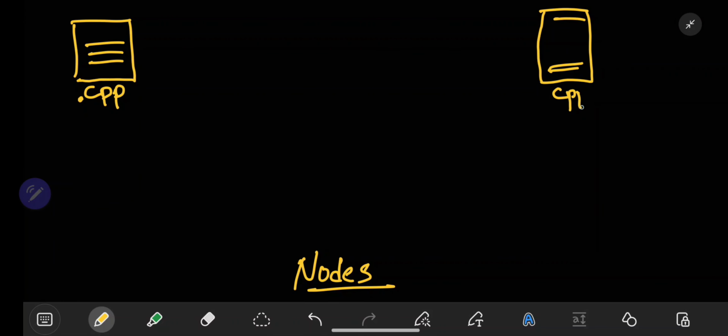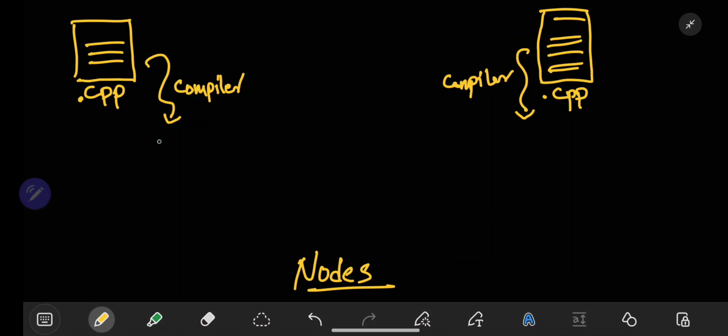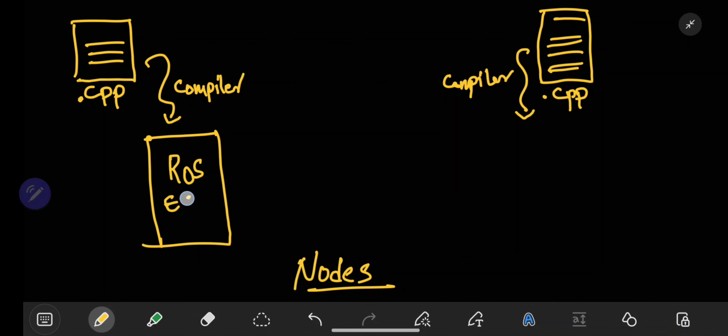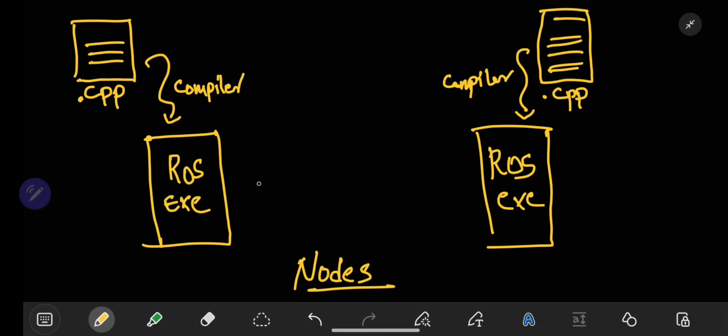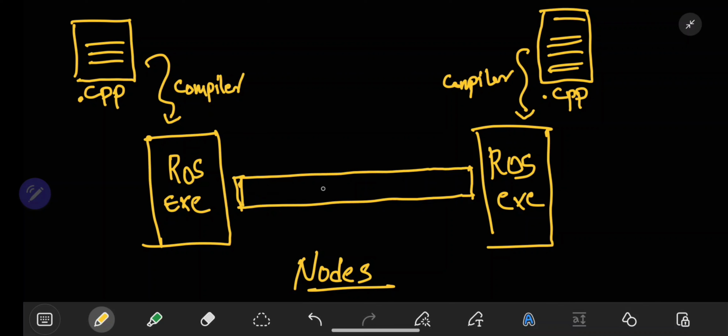Let's look at these nodes. Here we have two C++ programs, ROS programs, which are compiled and become ROS executables. That means here it is now compiling. After it goes through the compiler, the files created will be ROS executable files. As we explained before, these two nodes can communicate with each other using the DDS pipeline. DDS means Data Distribution Service. The main specialty of this pipeline is that it is secured, since in ROS2 we have a data security feature.